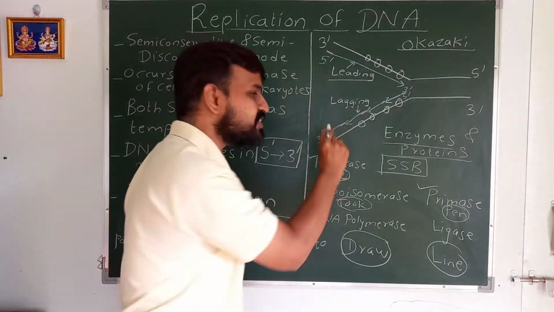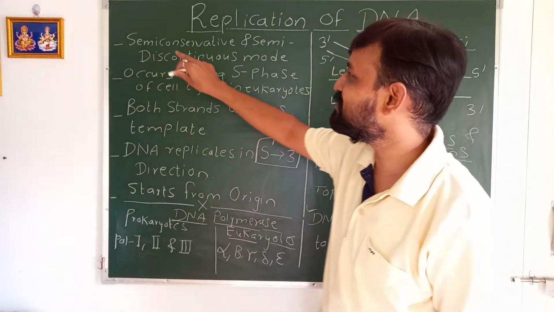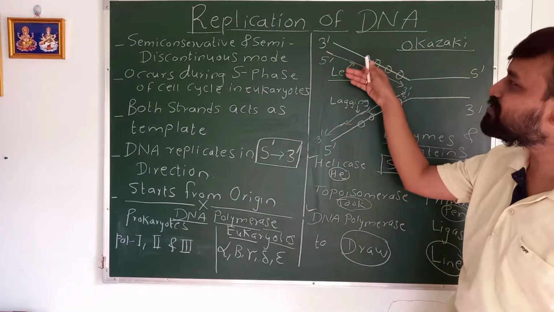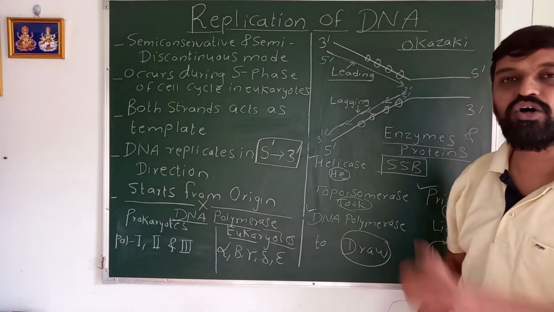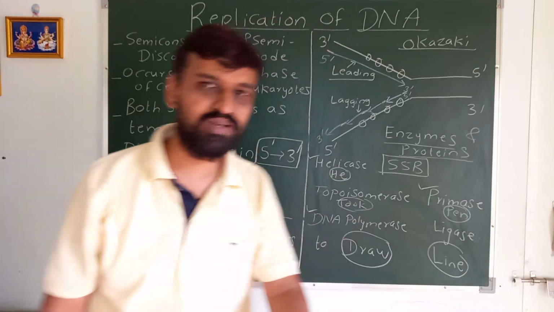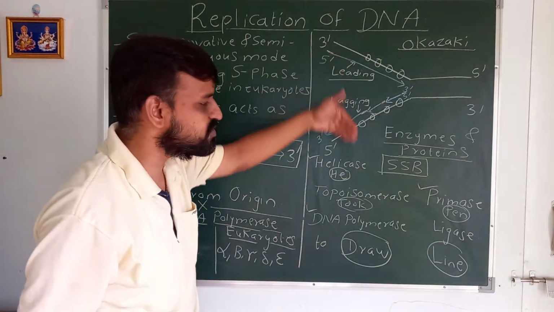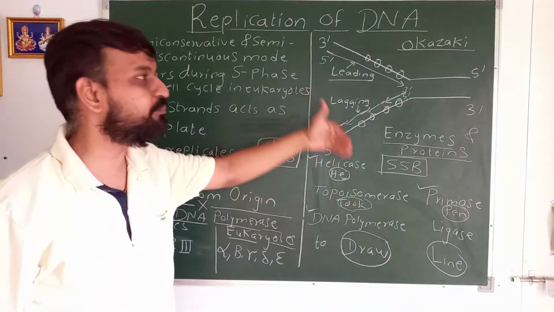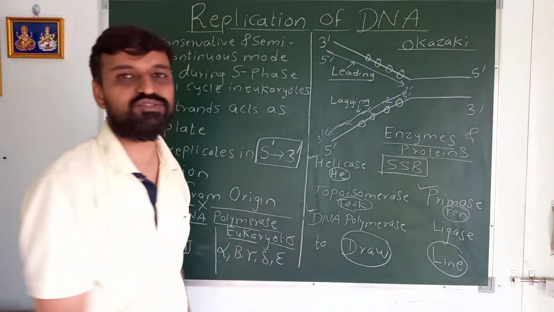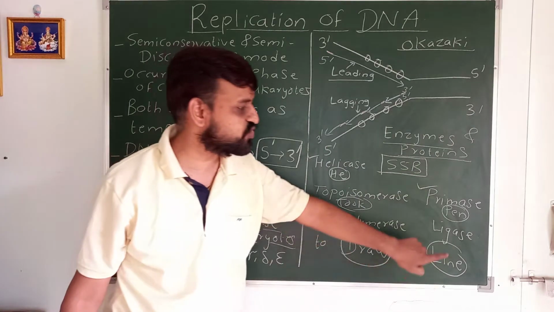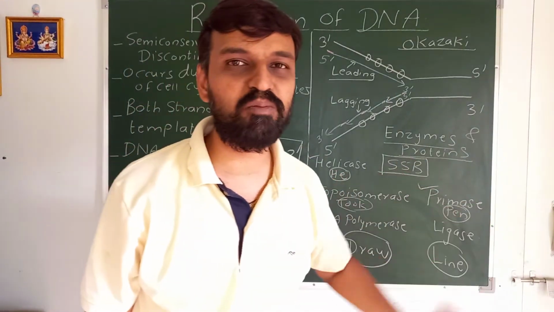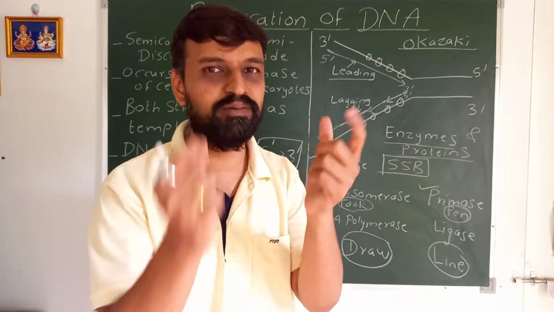So that's why the process is known as semi-discontinuous, because on one strand there is a continuous synthesis, on the other strand there is a discontinuous synthesis. So is the point clear? This is all about the process of DNA replication, which is carried out by a set of enzymes. And last but not least, DNA ligase. It is called the gum of molecular biology. It is going to join.